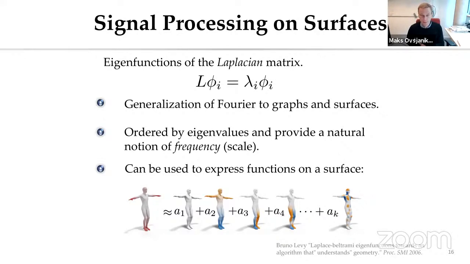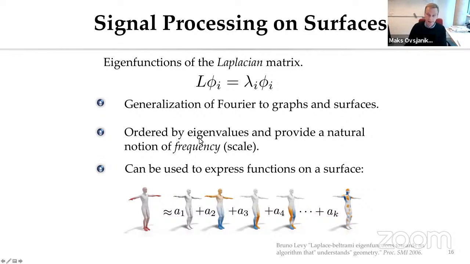So many of you, I think, are familiar with this already, but just a quick recap. Basically, if you have a surface, then there's a very natural generalization of Fourier analysis, and this is given by the eigenfunctions of the Laplacian operator or Laplacian matrix. So for every surface, there's a Laplacian matrix, and you can compute the eigenfunctions of this Laplacian matrix, and they give a generalization of Fourier analysis, like sines and cosines, to more general domains like graphs and surfaces. And they have very similar properties as Fourier series.